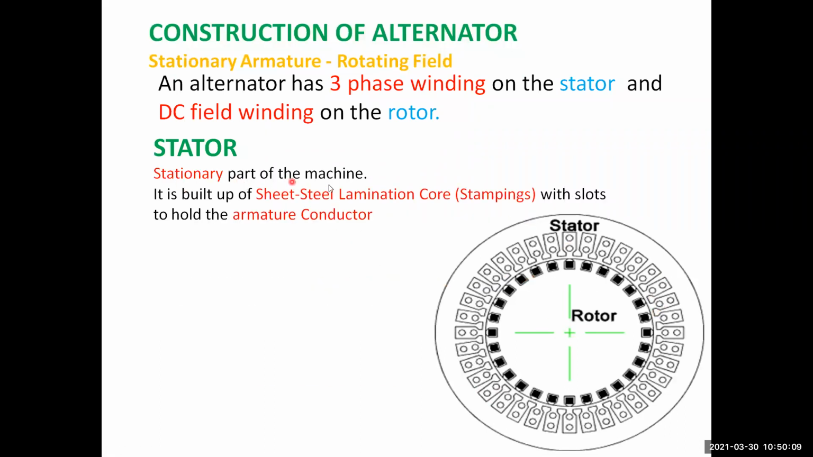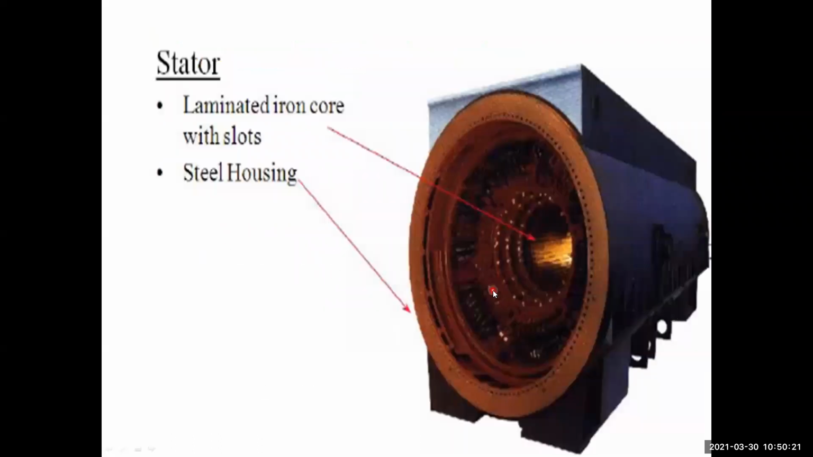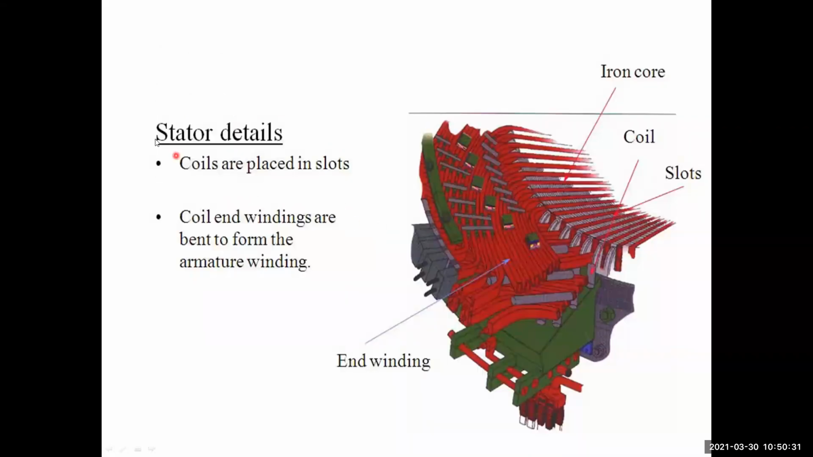The stationary part of the machine is built up of sheet steel lamination core stampings, already explained in the animation, with slots that hold the armature conductors. The armature winding is connected in star. On the stator, this is called the laminated iron core, with slots. These are the different types of slots, and the steel housing. These are the stator details.